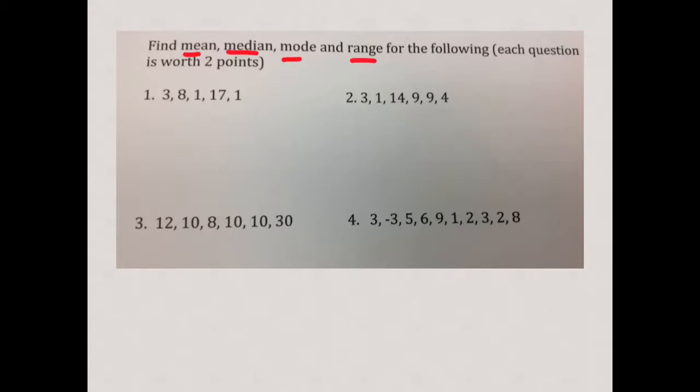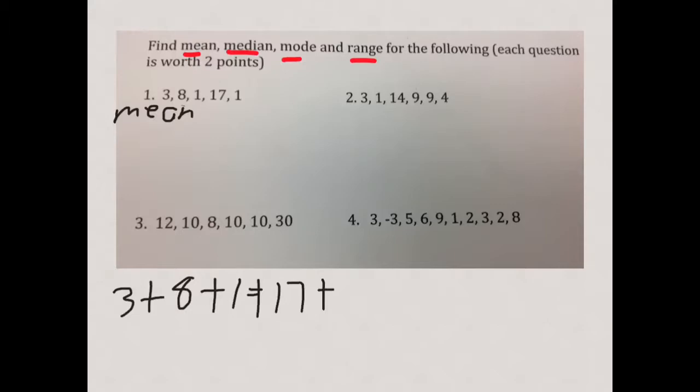Now, when I want to find mean, I need to find the average of the numbers provided. Now, to find that, I'm going to add all these numbers up together. That would be 3, 8, 1, 17, and 1. So when I add these together, well, right here I get 11 plus 1 more. That's 12 plus 17 is 29. Plus 1 more, I get 30.